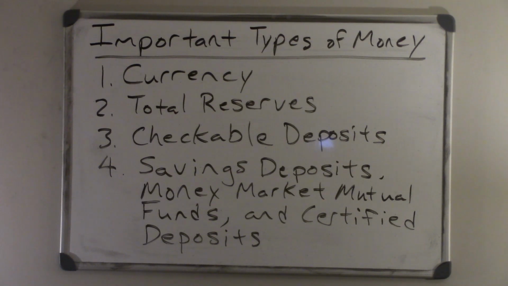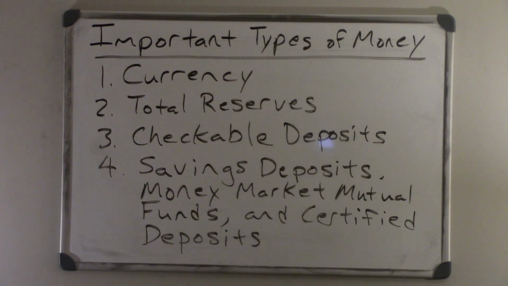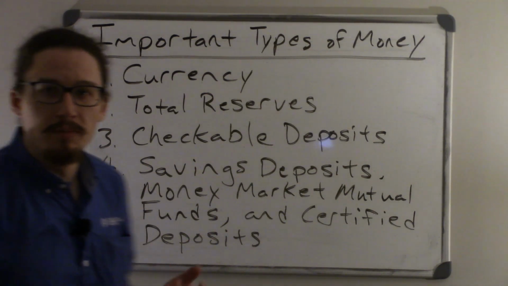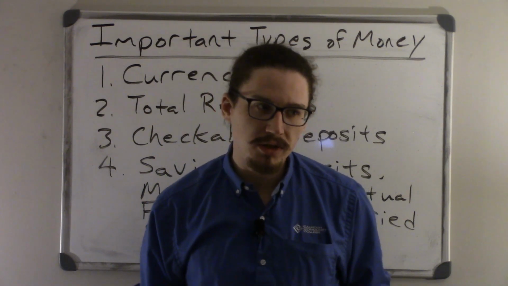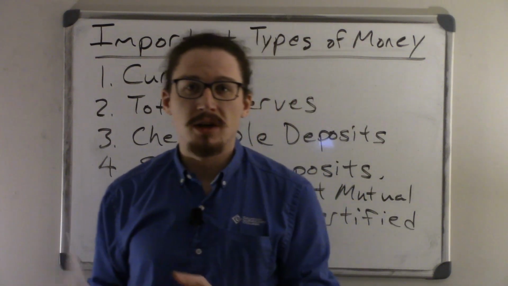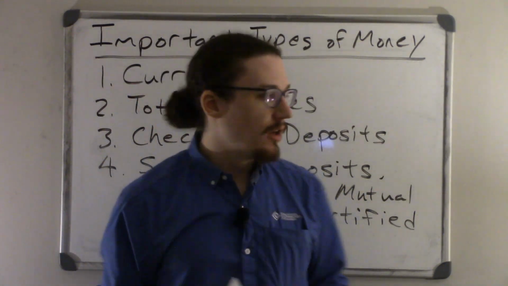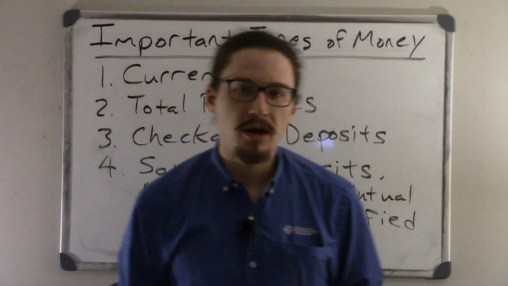Then moving on to number 2, total reserves. The full name for this is total reserves held by the Fed. We mentioned that the Federal Reserve maintains some accounts for banks and other financial institutions. The money in those accounts are total reserves, the total reserves held by the Fed.